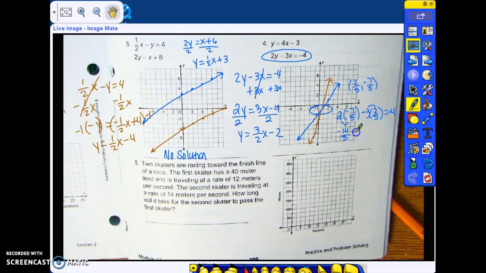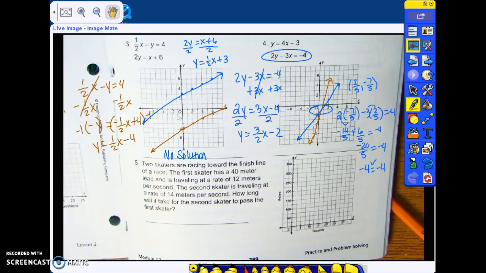3 times 2/5 is -6/5. When I add these together, we're going to do the additive inverse. That gives me -20/5. And when I simplify that, I get -4 equals -4, which is true. That is a solution for our second equation.